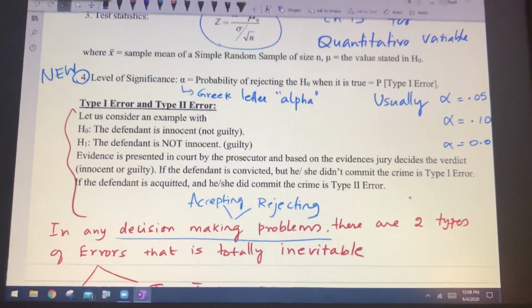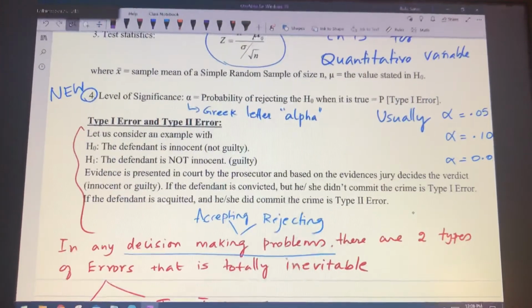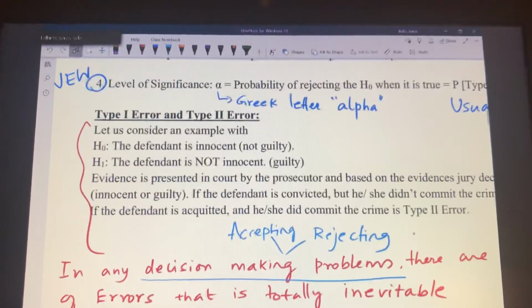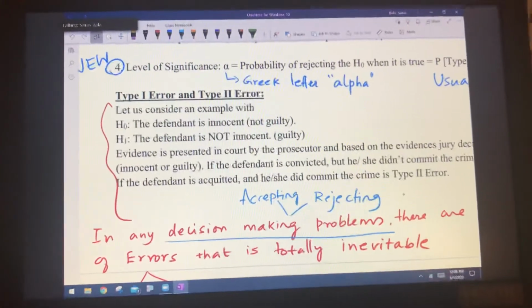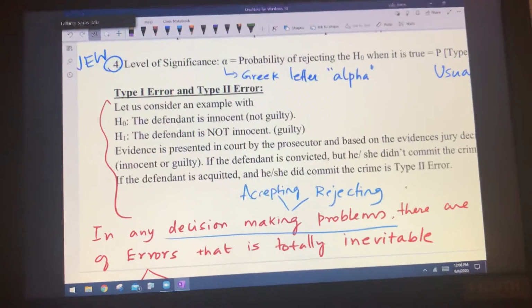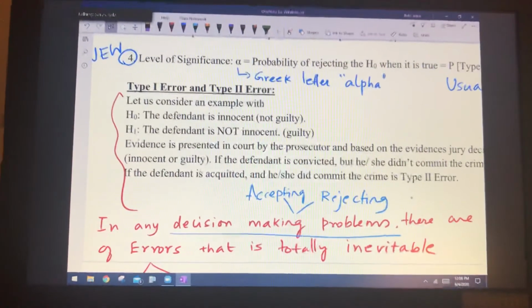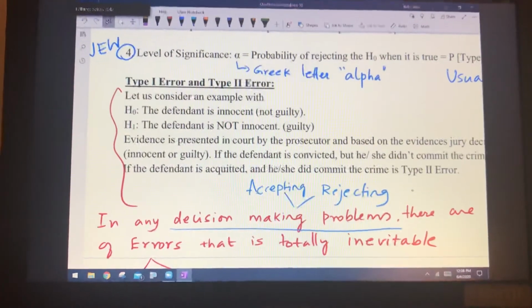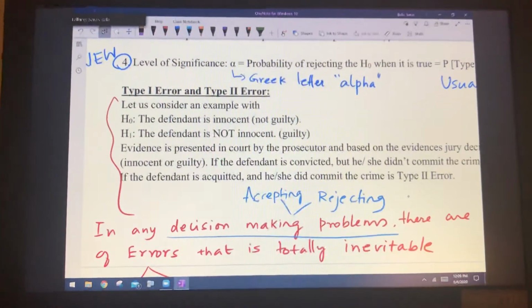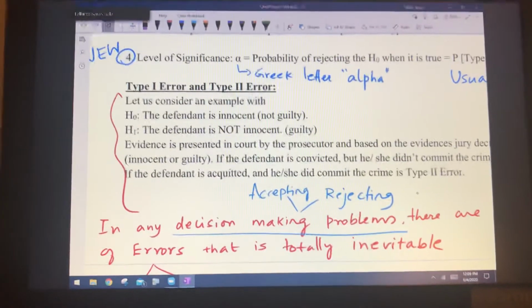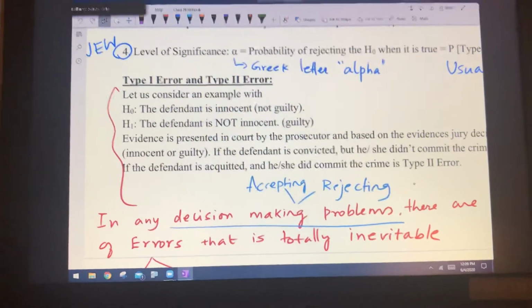So now let's consider an example. The statement is going to be the defendant is innocent. Now that's what we are going through, right? With George Floyd, that's what we are going through, right? The entire country is now shaking because of these kind of errors that we have committed. Not we, the police have committed.